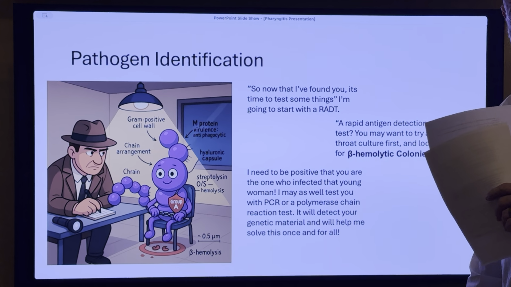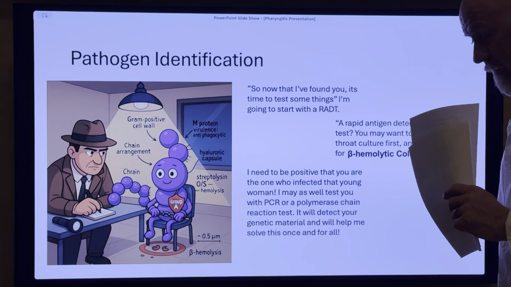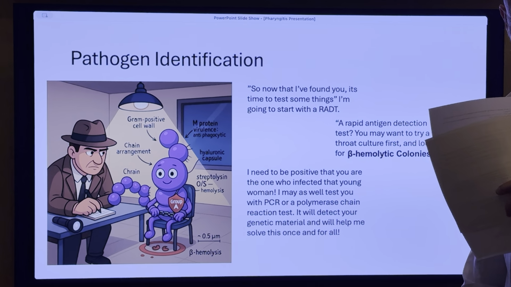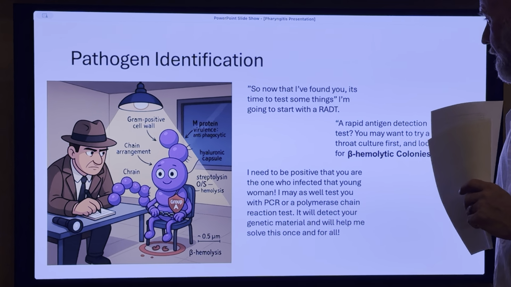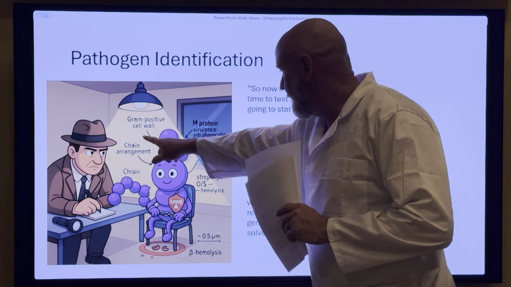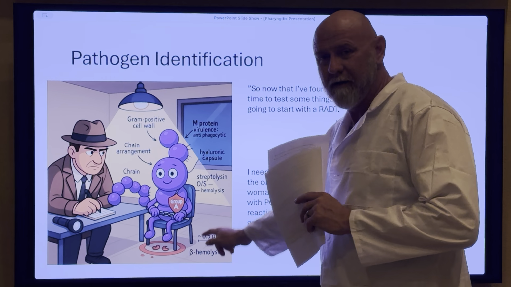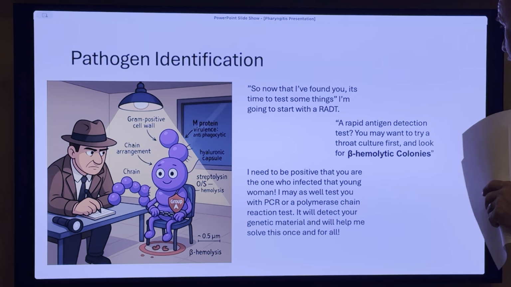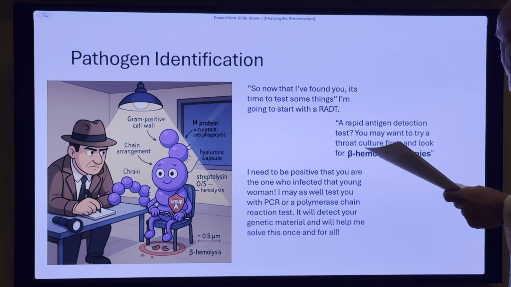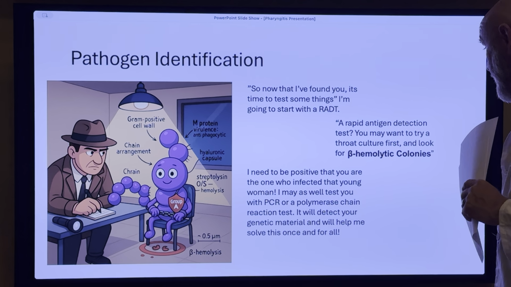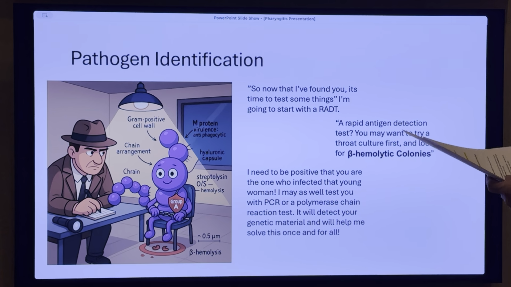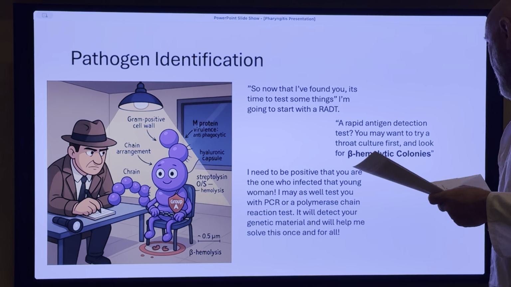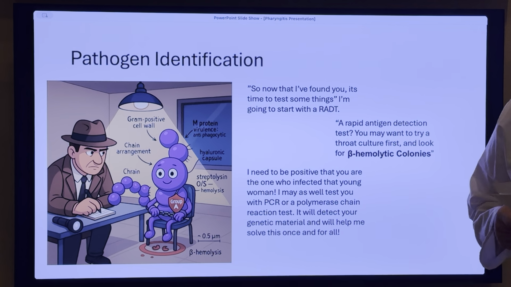Pathogen identification. Finally, our infection detective has caught our criminal, identified through these different clues that he has left behind. So now that I've found you, it's time to test. I'm going to start with a RADT, a rapid antigen detection test. You may try a throat culture first. Look for beta hemolytic colonies.